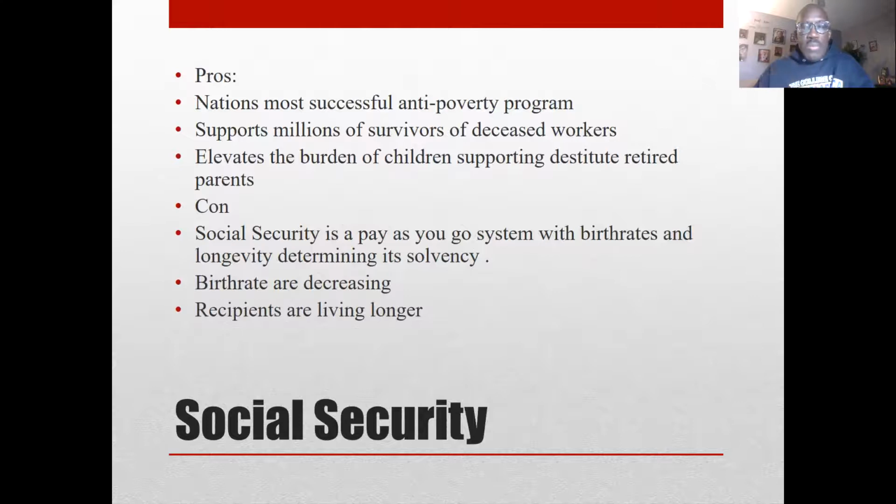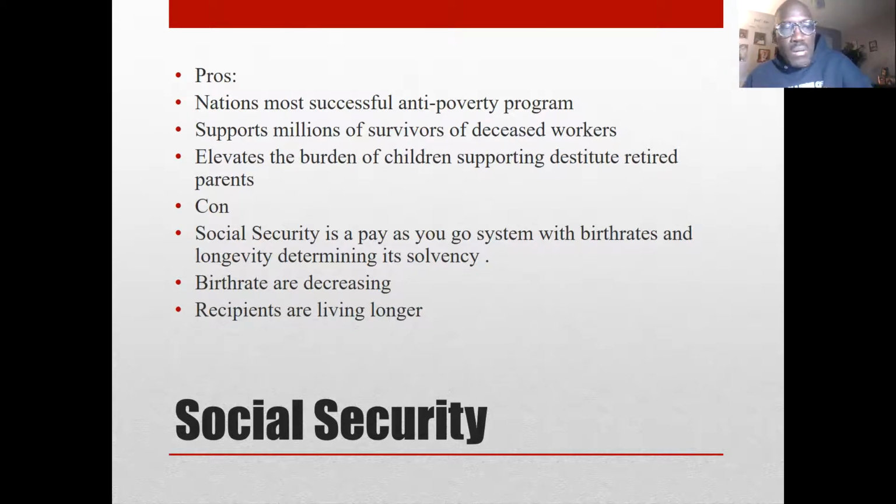So Social Security, as we've been hearing for years, has some good stuff that happens for it, and then it has some stuff that's not so good. So we need to be mindful of that. It's probably the most successful anti-poverty program ever developed in this country. It supports millions of survivors and deceased workers. It alleviates the burden of children supporting destitute and retired parents. So we've got systems in place so that our parents will be taken care of.